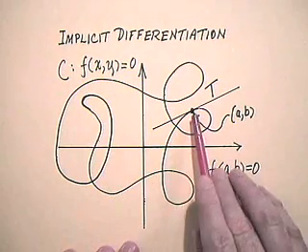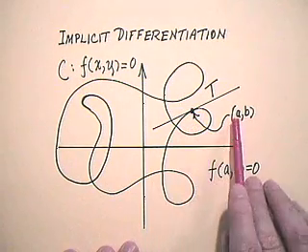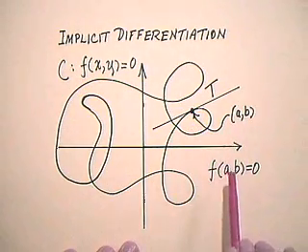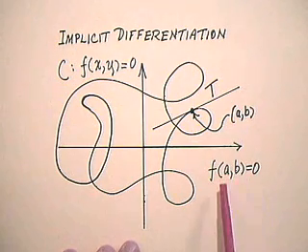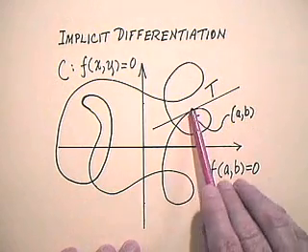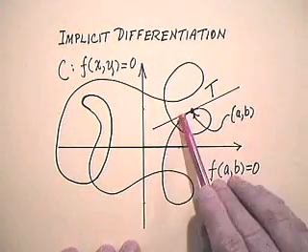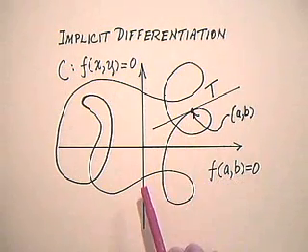Now, suppose I've located a point on that curve, that is, I found a pair a comma b specifically satisfying the equation, so f of a comma b equals 0. From that information, what I would like to do is also be able to find the equation of the tangent line to the curve through that point.